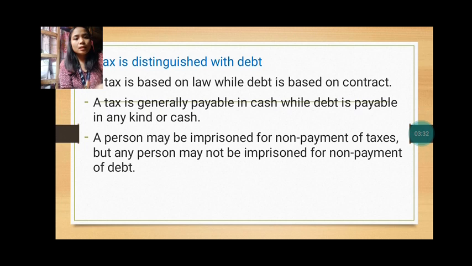Next is, tax is distinguished from debt. Yung debt is yung utang. And a tax is based on law while debt is based on contract. Yung kapag nangutang ka, may kontrata or yung papeles na pinipirmahan on both sides. And a tax is generally payable in cash while debt is payable in any kind or cash. Yung tax is hindi pwedeng in kind yung pagbabayad mo but money only or yung cash.